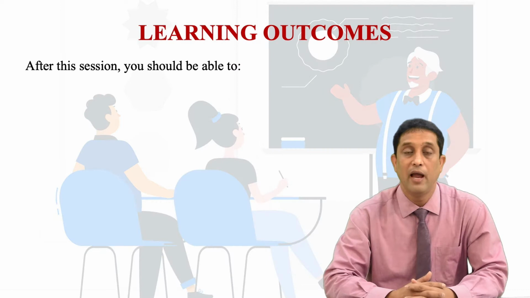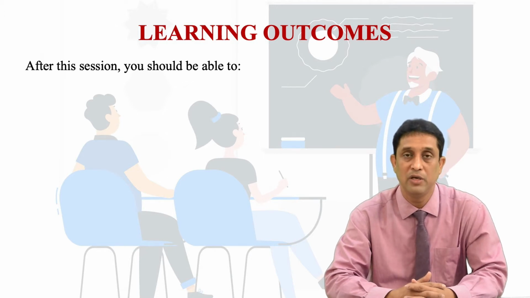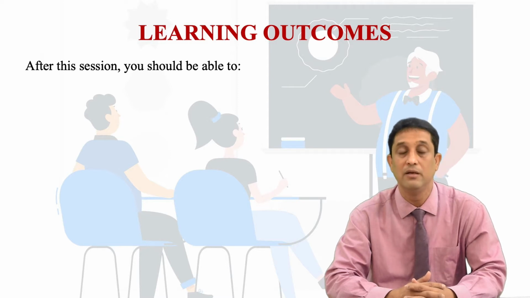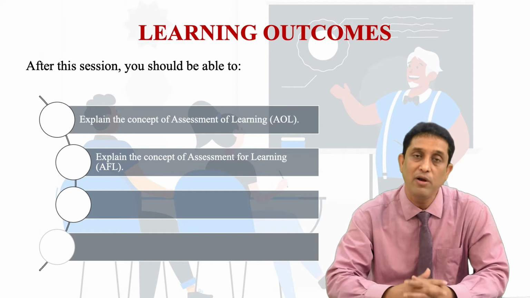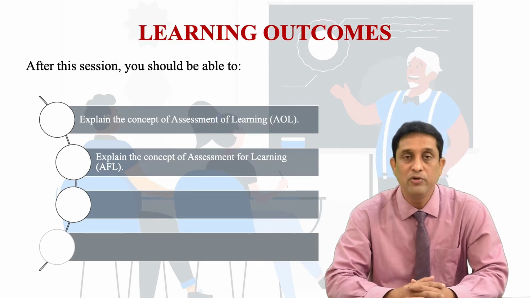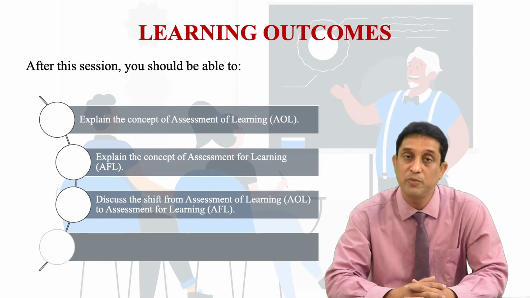So, today we are discussing the second video lesson of this module. And friends, the learning outcomes of this video lesson are: after going through the detailed content, you will be able to explain the concept of assessment of learning AOL, explain the concept of assessment for learning AFL, and discuss the shift from assessment of learning to assessment for learning. So, what is the shift from AOL to AFL? Keeping in consideration the concept and its practices, especially in classroom situations.